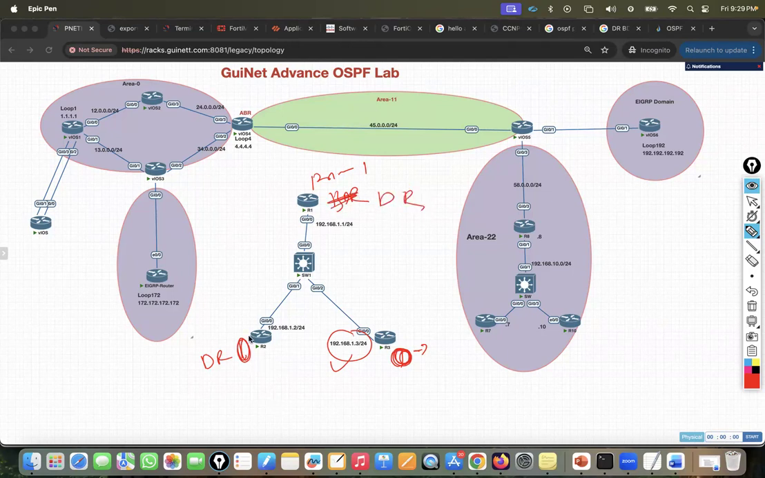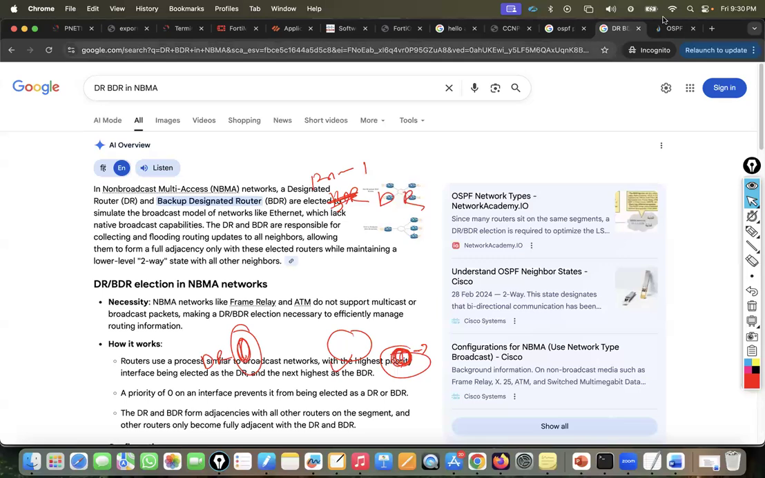So any router whose priority is 0 will never participate in the DR-BDR elections. Any router which you configure with priority 0 will never participate in DR-BDR elections. Clear? All right, so this is how it is going to happen. So probably you guys now have good theoretical knowledge of DR-BDR, and I hope you will be able to do it when we do the lab.